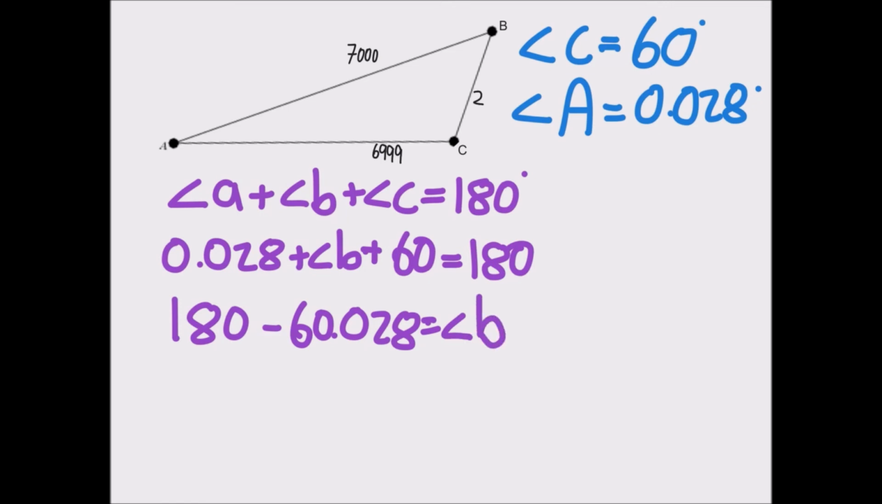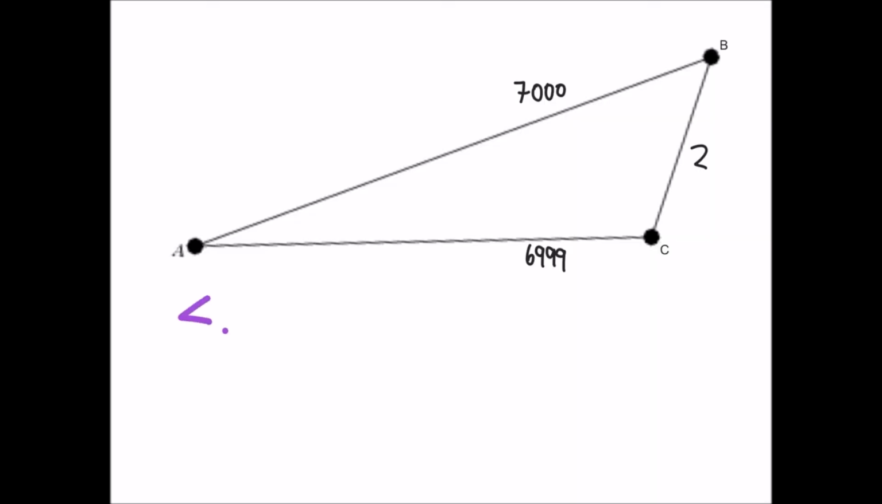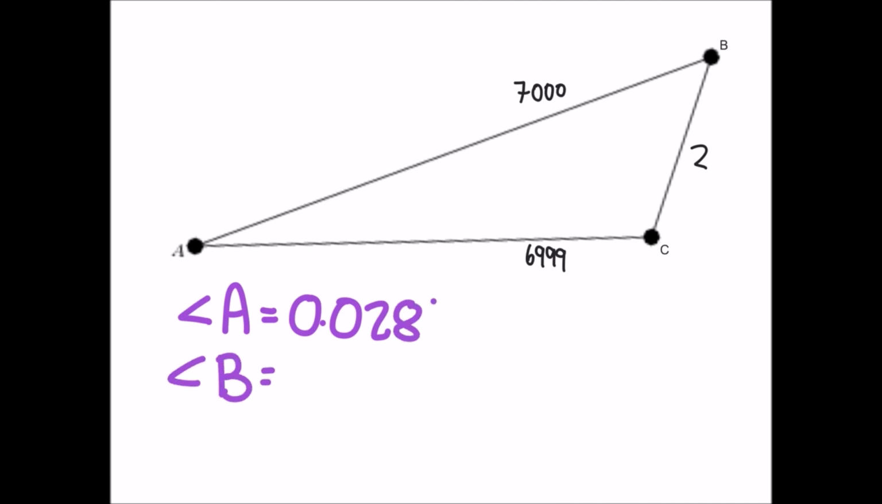Solving this, we know that angle B is approximately equal to 119.972 degrees. Now, we know all the sides and all the angles of our triangle. We know that angle A is equal to 0.028, angle B is equal to 119.972 degrees, and angle C is equal to 60 degrees.